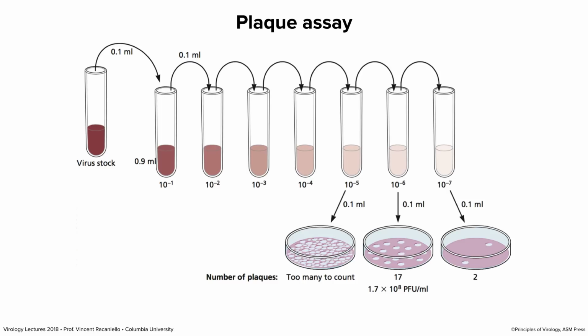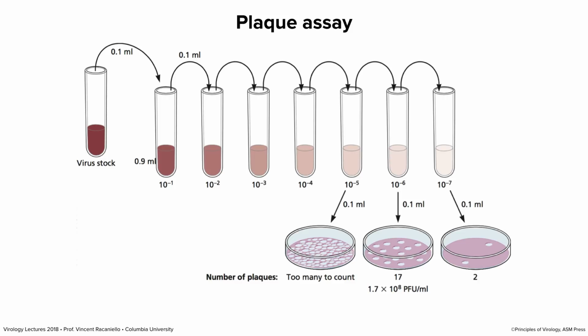So the way you do a plaque assay, you have a solution of virus. I give you a tube of virus and I say, tell me how many virus particles are in it. So we start with our virus stock and we make 10-fold serial dilutions. Very simple stuff. You put a little buffer in your tubes and you just transfer 0.1 ml into 0.9 in each case, so you're getting 10-fold serial dilutions.